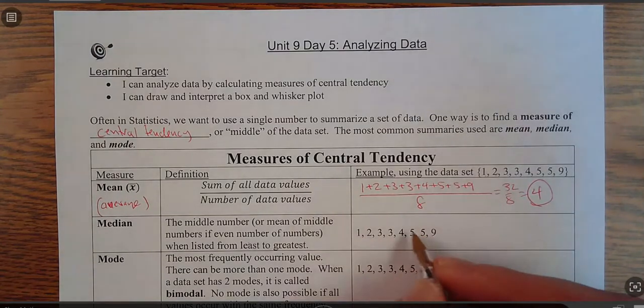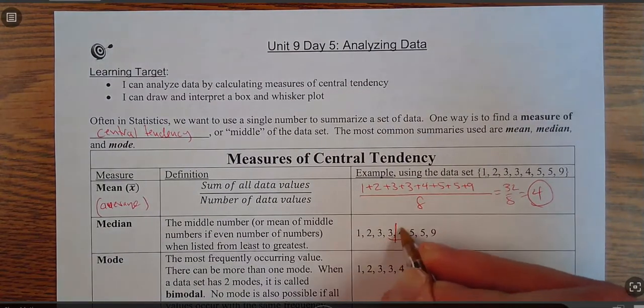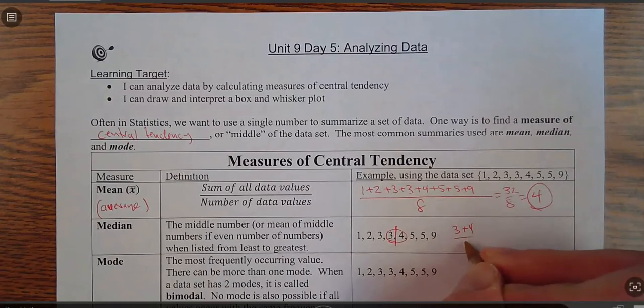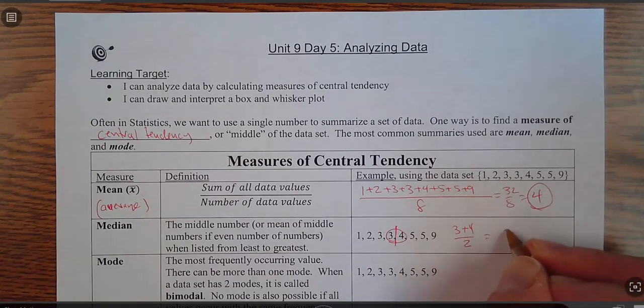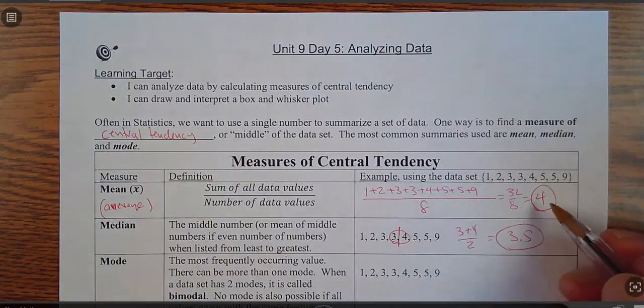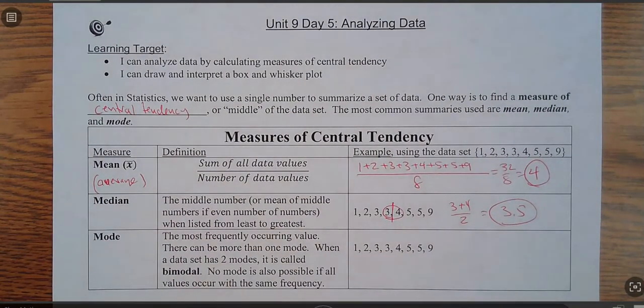If I split the data right there, there'd be 4 and 4. So the middle two numbers are 3 and 4. I'll take 3 plus 4 and divide by 2, which is 3.5. Notice, slightly different, but not a huge difference.